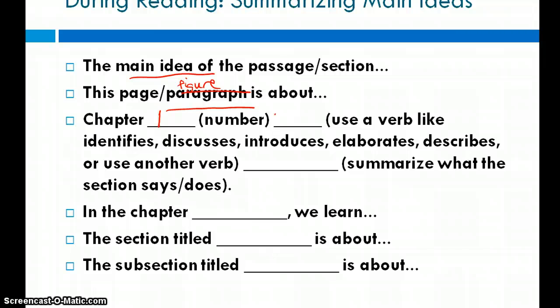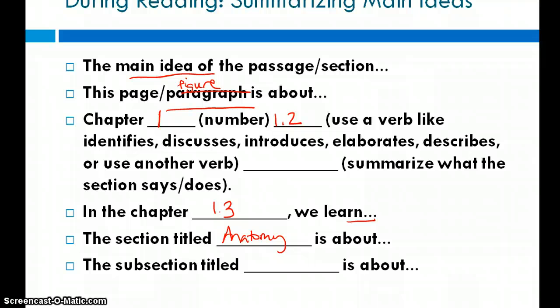Chapter 1, section 1. Section 2 discusses this. In the chapter 1.3, we learned that the section titled Anatomy is the Study of Form is about this, etc. So I'm really looking for these sentence starters when I'm looking for the main ideas.